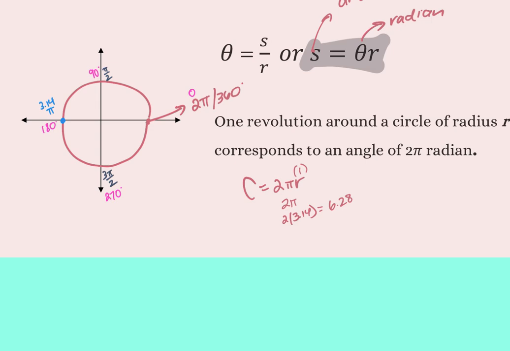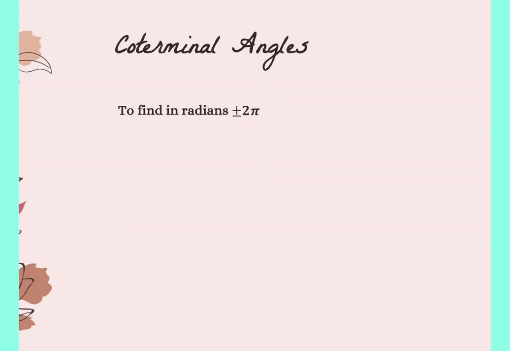But for today, one of the things we're going to do is find arc length. Another thing we're going to do is convert between radians and degrees. And we're going to find coterminal angles in radians.